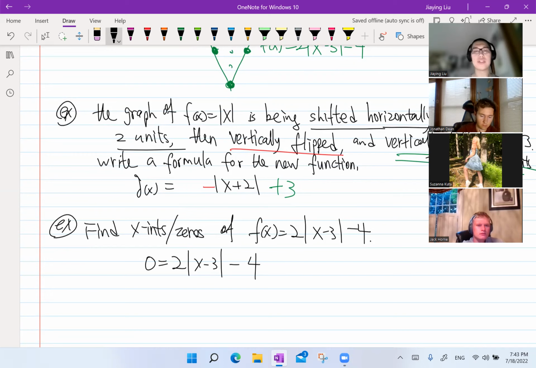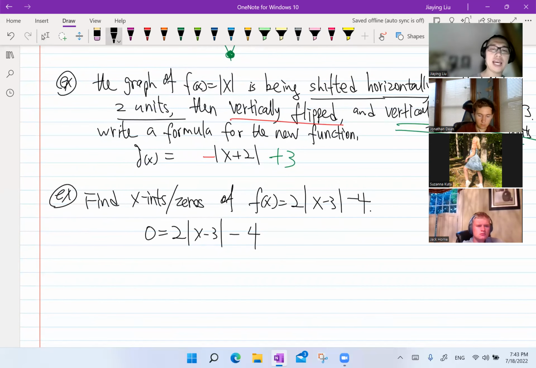Okay, so how do we solve this? We could add 4 on both sides, divide by 2. That's perfectly fine. I'm going to add 4 to both sides. We could also move this expression to the left completely, but that's going to create a -2. So I add 4 to both sides and get 4 equals 2 absolute value x minus 3. And then I'm going to divide by 2. So 4 divided by 2 is 2. So 2 equals absolute value x minus 3.